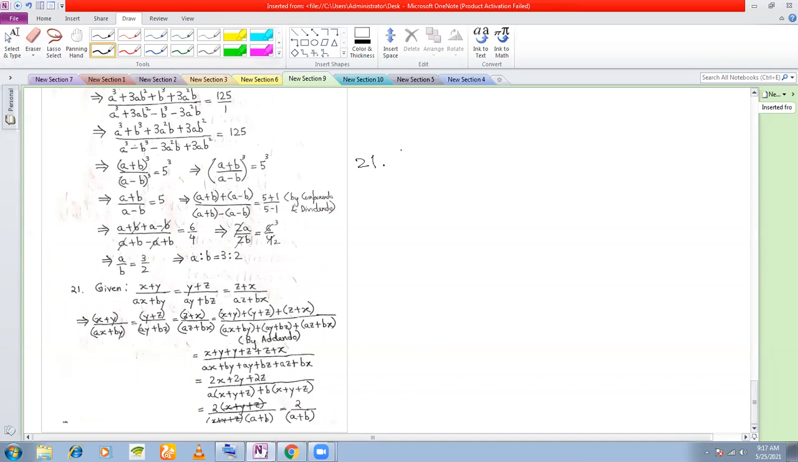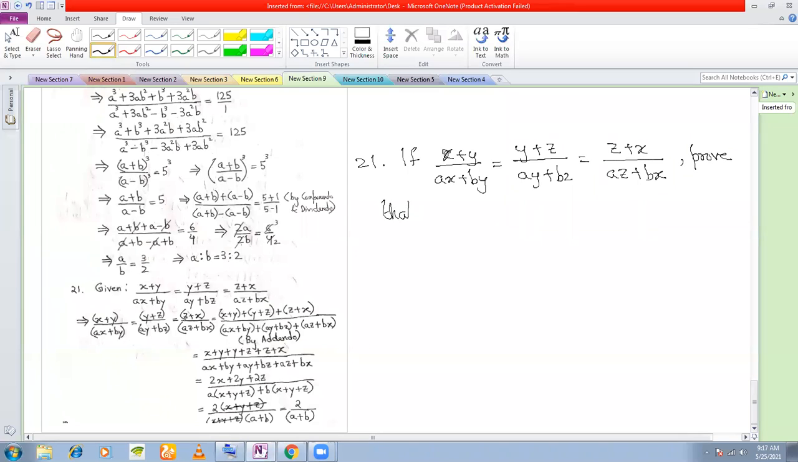Question here is, if x plus y by ax plus by is equal to y plus z by ay plus bz is equal to z plus x by az plus bx, prove that each of these ratios is equal to 2 by a plus b, unless x plus y plus z is equal to 0.